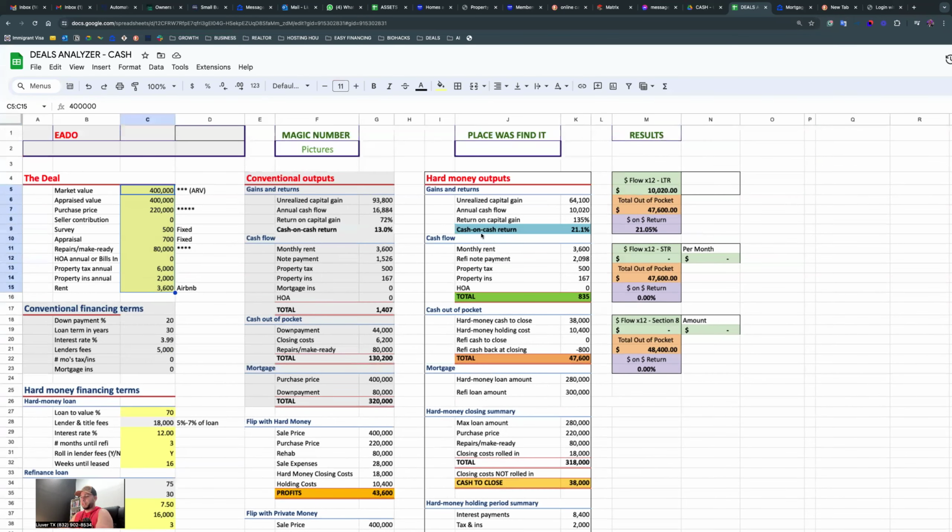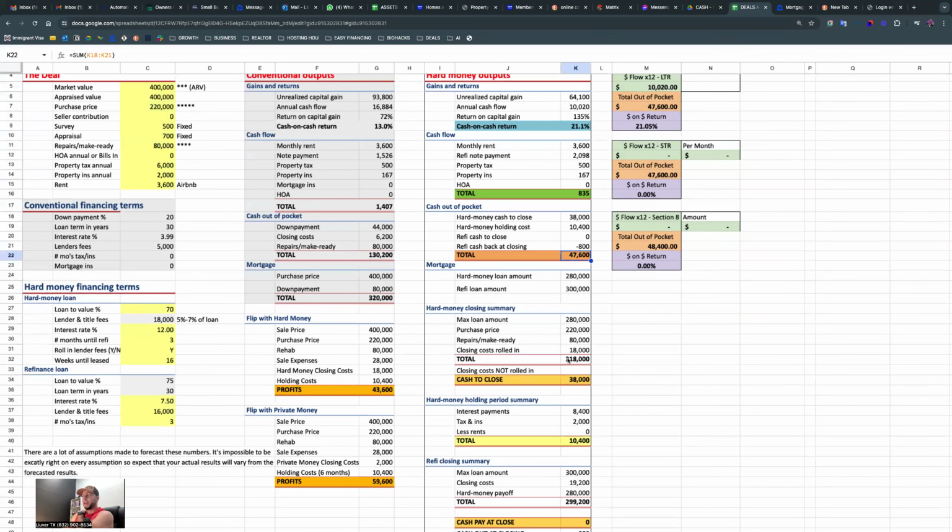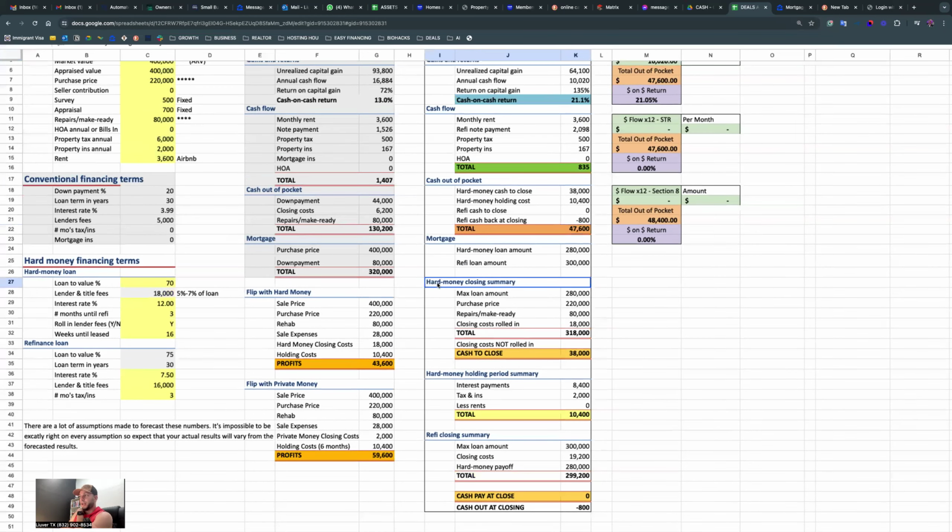Let me explain a little bit about everything. You have total cash out of pocket. In this case, it is 47,000. Why? Because that takes the cash out of pocket from your Harmony lender. So in this case, you will bring $38,000. This is the first closing summary.